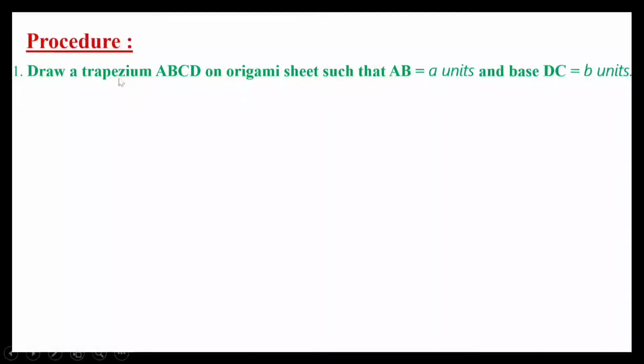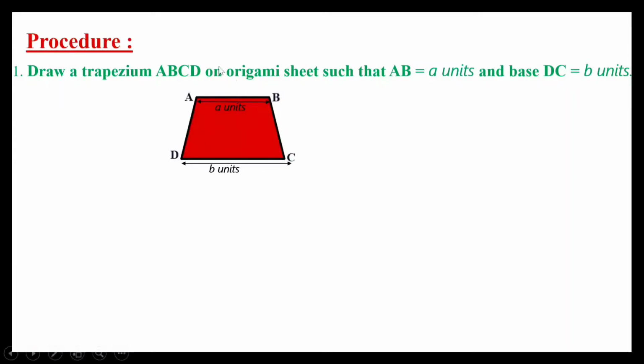So the first step is to draw trapezium ABCD on the origami sheet such that AB is equal to A units and base DC is equal to B units. So I hope you all know what is a trapezium. It is a quadrilateral having only one pair of sides parallel. So I'll take AB and DC parallel here and the measurements are given to me as A units and B units. So this is the trapezium I have drawn. AB is equal to A units and DC is equal to B units and AB is parallel to DC.